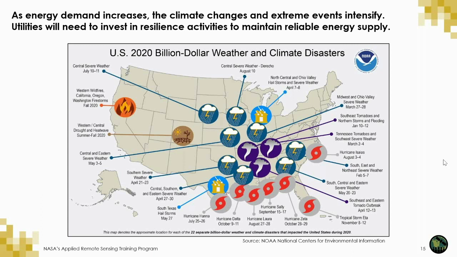From 1980 to 2020, the cost of 285 billion-dollar disasters is $1.875 trillion. All 50 states in the U.S. have had at least one billion-dollar disaster, with Texas facing the most of any state, 124 since 1980. As energy demand increases, we see a feedback loop of increasing emissions, increasing contributions to climate change, and intensifying extreme events. Utilities and other energy management stakeholders will need to invest in resilience in order to maintain a reliable energy supply.